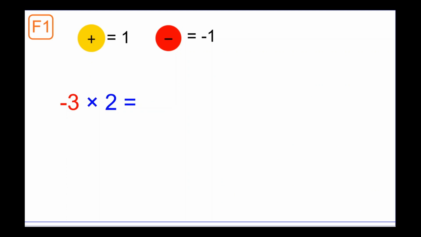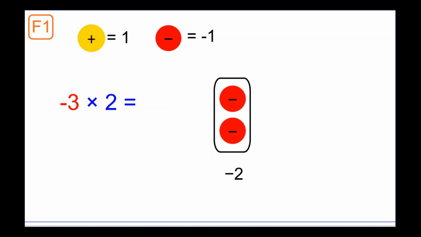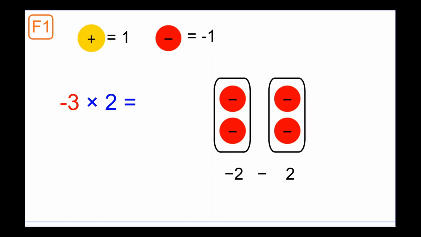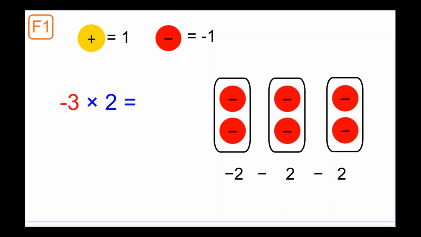So we'll start with nothing, and then we'll take away 2, which gives us negative 2. Then we'll take away 2 more, which gives us negative 4. Then we'll take away 2 more, which gives us negative 6, which is what we wanted.